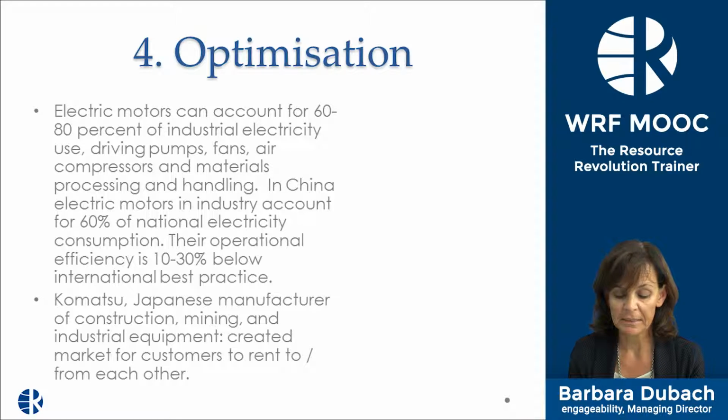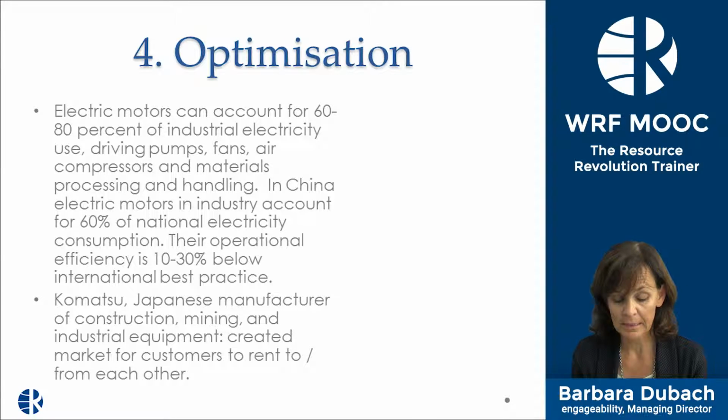Opportunities for optimization in business exist at various levels and also in various sectors. System optimization can enable radical improvements in the use of electric motors. Electric motors can account for approximately 60 to 80% of industrial electricity use, driving pumps, fans, air compressors, and materials processing and handling. In China, electric motors used in industry account for around 60% of the country's total electricity production and consumption. The operational efficiency of these motors is 10 to 30% below international best practices, depending on the industry.